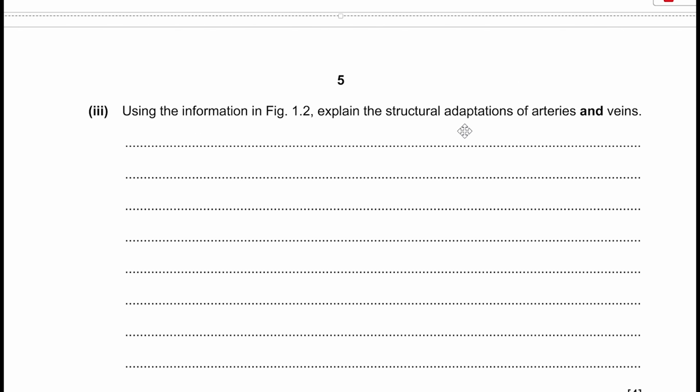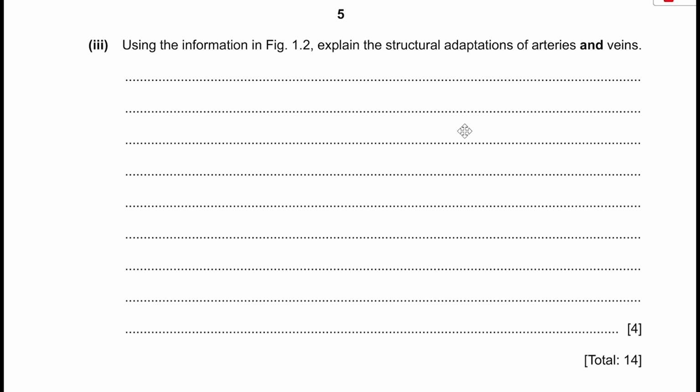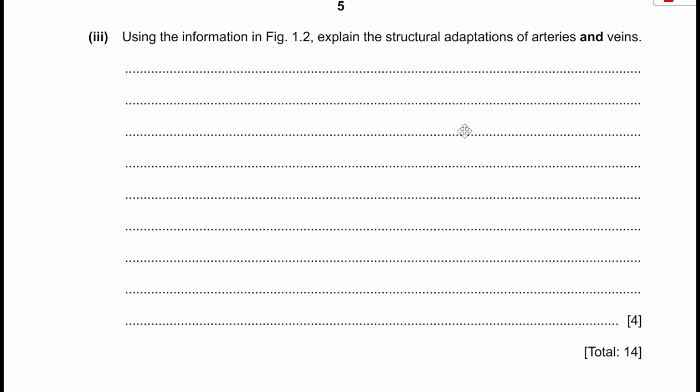Using the information in figure 1.2, explain the structural adaptation of arteries and veins. So how actually the structure of a vein enables it to function. Same goes for the arteries. Now, arteries, first of all, they pump blood with a very high pressure. Why? Because they have thick walls. So that is one adaptation. Arteries have thick walls to withstand high blood pressure, but apart from that, they also have narrow lumen to maintain pressure.